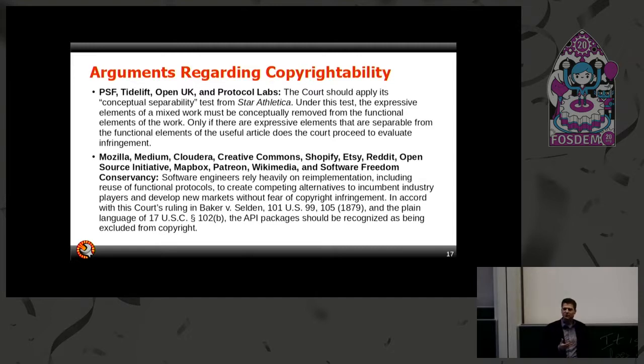The long list of people on the Mozilla brief said, you know what, this was both half of a policy brief and half of a copyrightability brief. They said software developers rely heavily, heavily on the ability to re-implement. This is one of the key tools in the toolbox. It has been accepted as okay, and so following Baker v. Selden, this should be allowed.